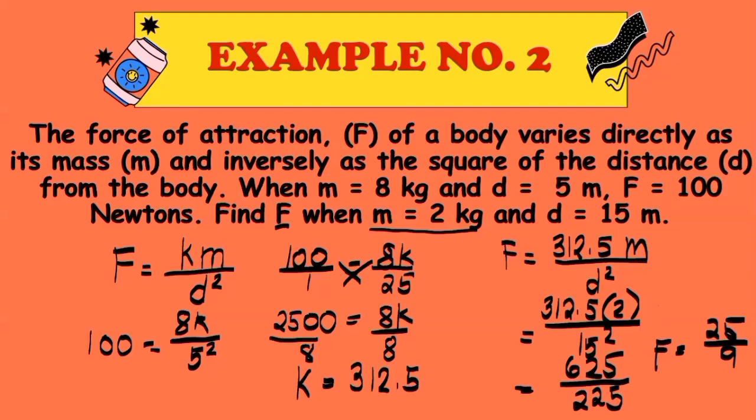We reduce it to 25 over 9. And if you will divide 25 by 9, the answer is 2.78. The force is 2.78 newtons. So this is the answer to the problem, which is find F when M is 2 kilograms and D is 15. Okay? I hope these are all clear to you now, and I hope you'll be able to understand it clearly.